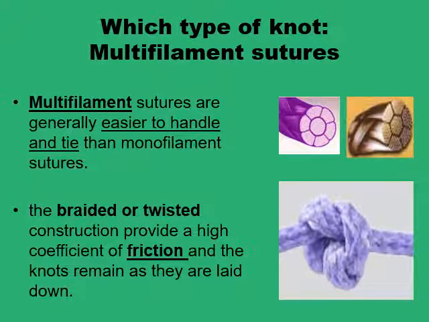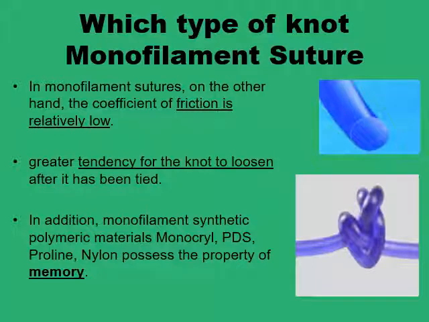Multifilament sutures that are either braided or twisted, like silk or Vicryl, handle more easily and also tie more securely. The friction produced by the multifilament type increases the security of the knot, so it doesn't slip easily. On the other hand, monofilament sutures require more care during knotting for two reasons. The lowered friction of monofilament sutures may allow the knot to slip.